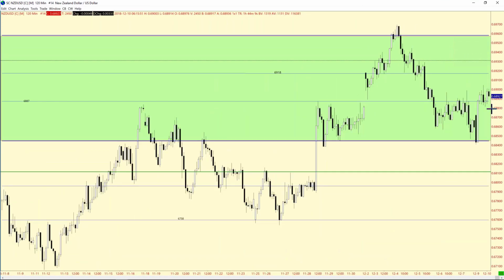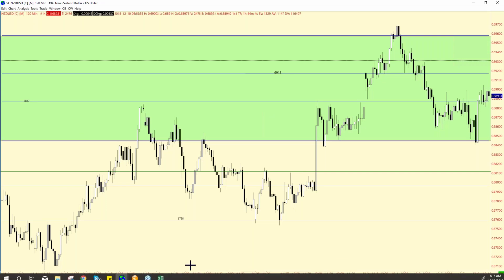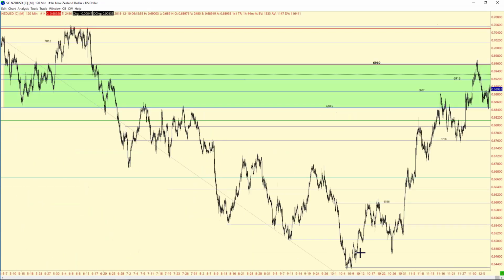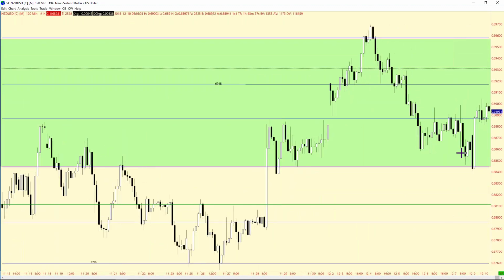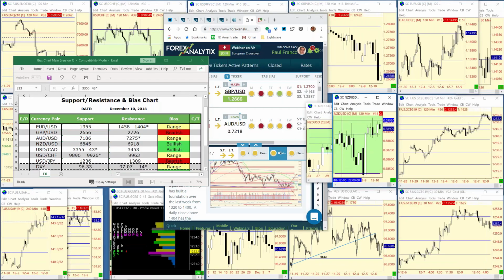Pretty good reaction here off of that lower part of the zone, which you can clearly see now on the 2-hour chart. Support would come in right there at 68.60, 68.60. This is on the daily, but on the 2-hour chart, let's.